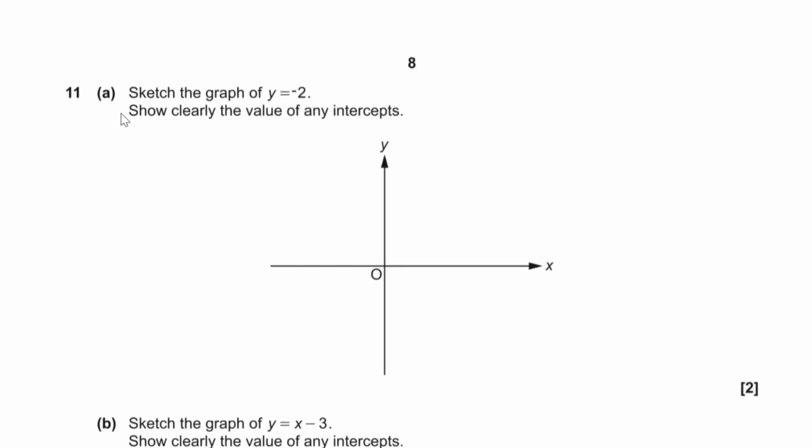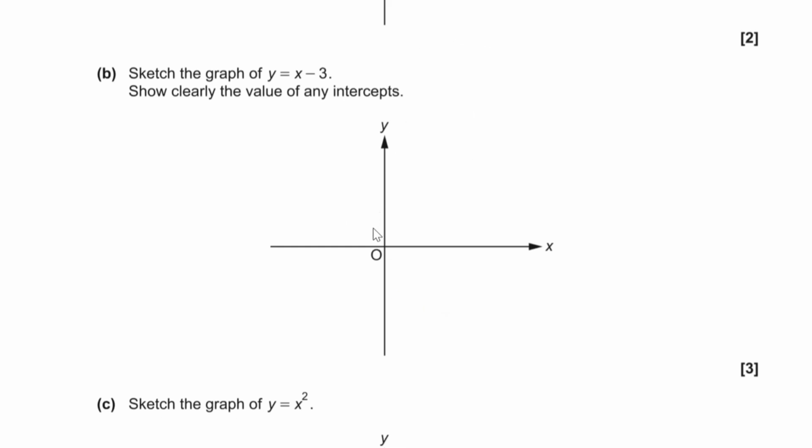Question number 11, part A. We have to sketch the graph of y equals -2. Show clearly the value of any intercepts. Here is the graph of y equals -2. It intercepts the y-axis only at the point (0, -2).